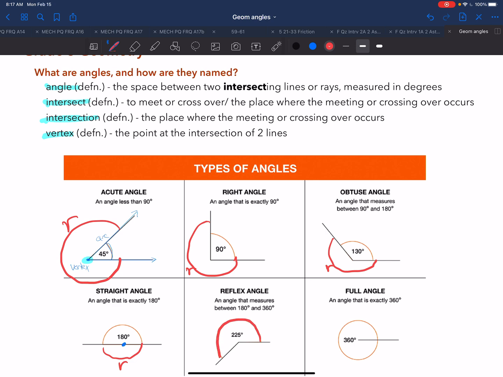And for the last angle, the full angle means it traces out a full circle for 360 degrees. So those are the different types of angles.